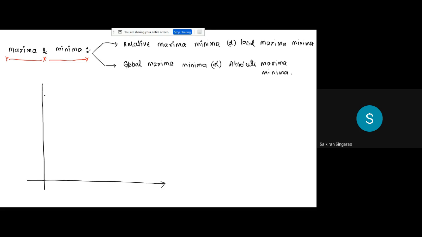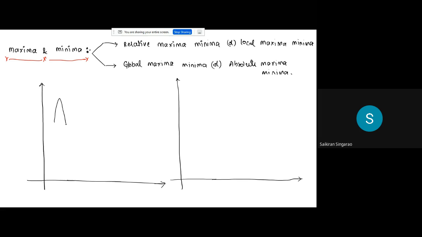So let me just draw two figures. Then you will understand the exact difference between local maxima, local minima, and global maxima, global minima, right? This is a very simple thing I am drawing here.